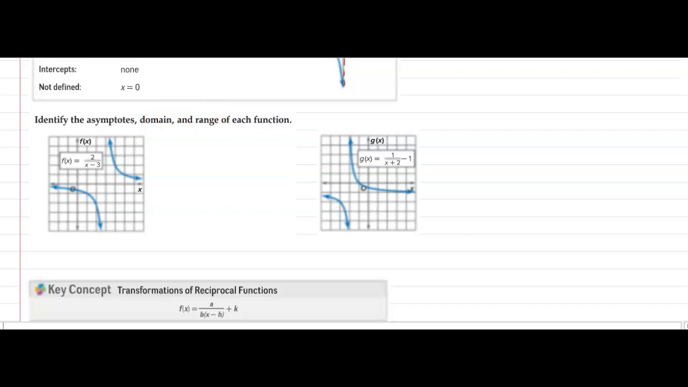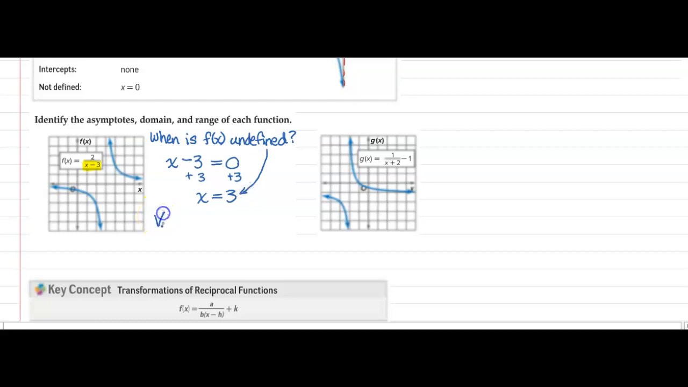When we look for the asymptotes, particularly the vertical asymptote, the one that runs up and down, we need to figure out when this function is undefined. So we ask ourselves, when is f of x undefined? And remember, it's going to be undefined when the denominator equals 0. When x minus 3 equals 0. So solving this by adding 3 to both sides, we see that x is undefined at 3.